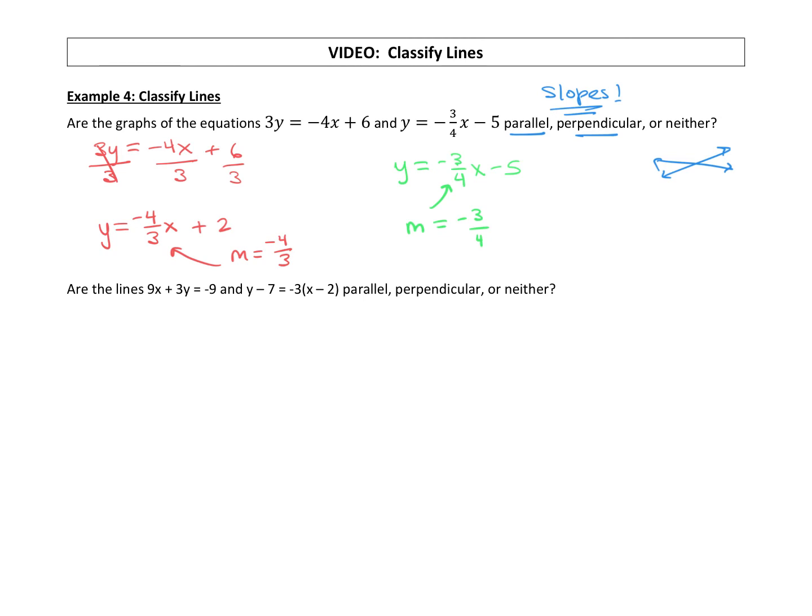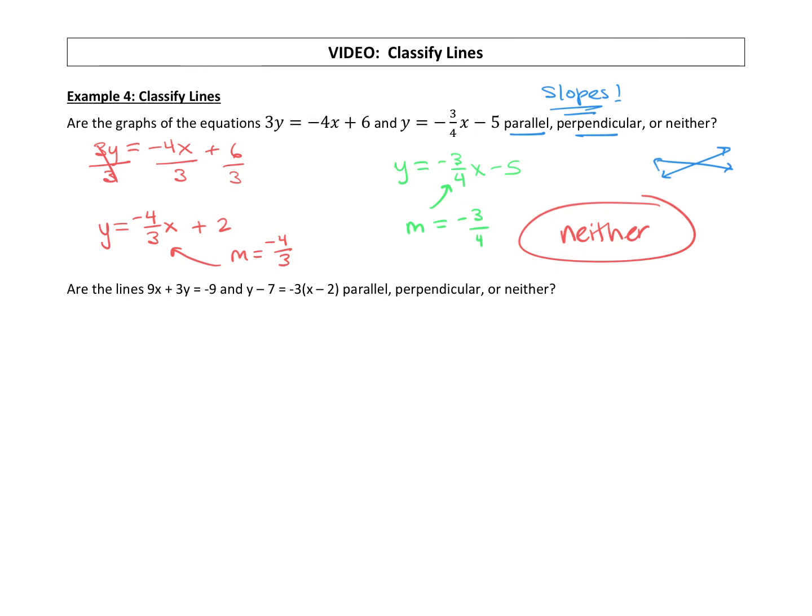Perpendicular, you need an opposite reciprocal. So I think we're close. This is 4/3. The reciprocal is 3/4. So we've got the reciprocal piece, but you also have to have opposite signs. This slope is negative, which means this slope would have to be positive for us to say they were perpendicular. Perpendicular lines will never have two negative slopes. So this one is neither. It was not parallel and not perpendicular.